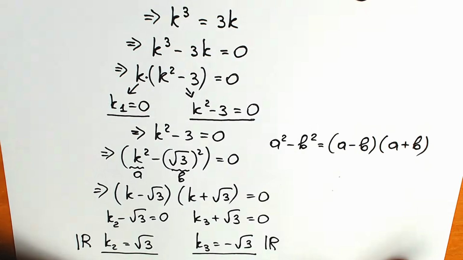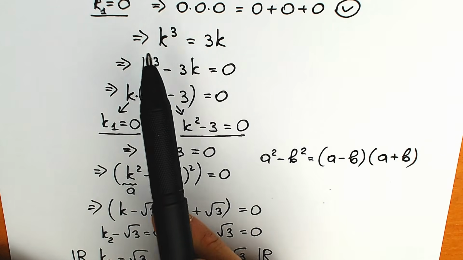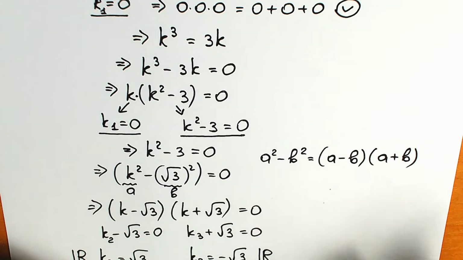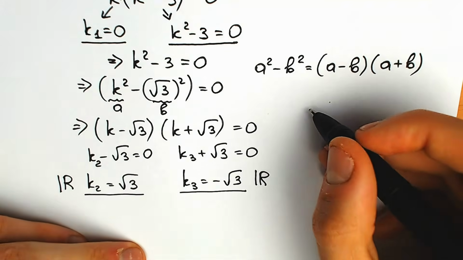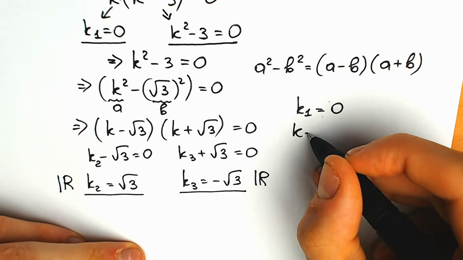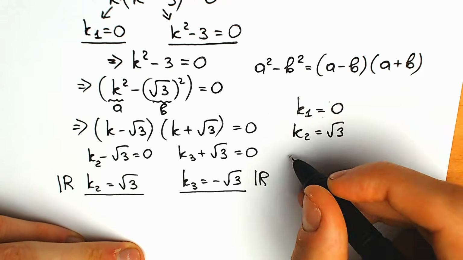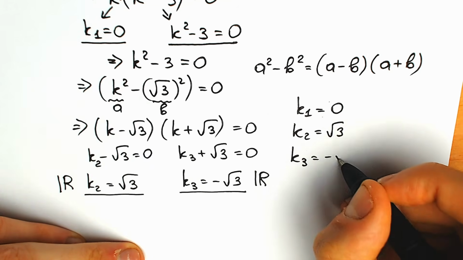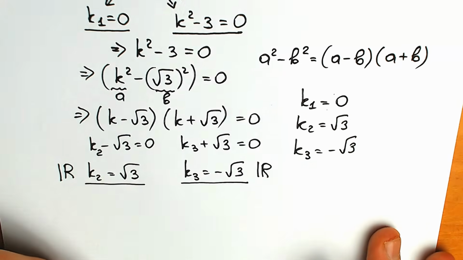the beginning we had k cube. So it means that we have 3 roots in total, and we already found them. So we have k first equal to 0, k second equal to square root of 3, and k third equal to minus square root of 3. And in the end, let's check these roots real quick.